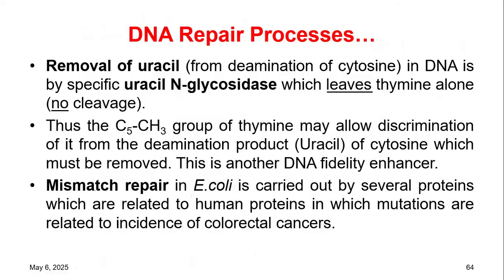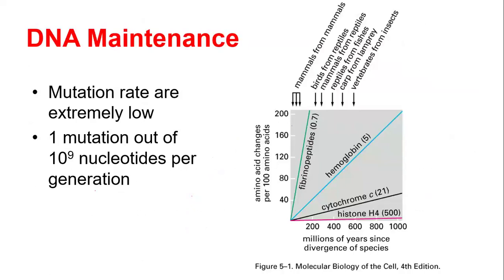Then there is what is called removal of uracil from the deamination of cytosine. Sometimes all these kinds of modification and structure could occur, but nature has provided means by which this will be corrected. Then mismatch repair also in E. coli that we have just seen in the video can also be corrected.